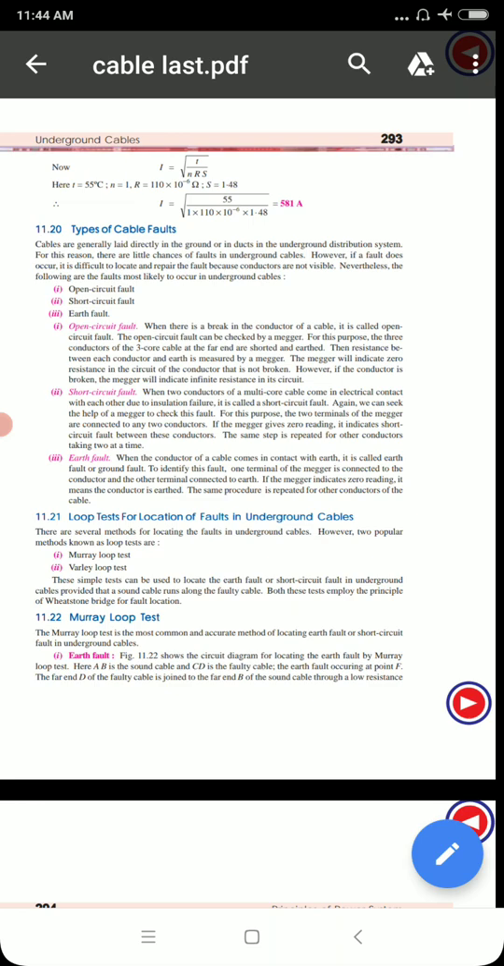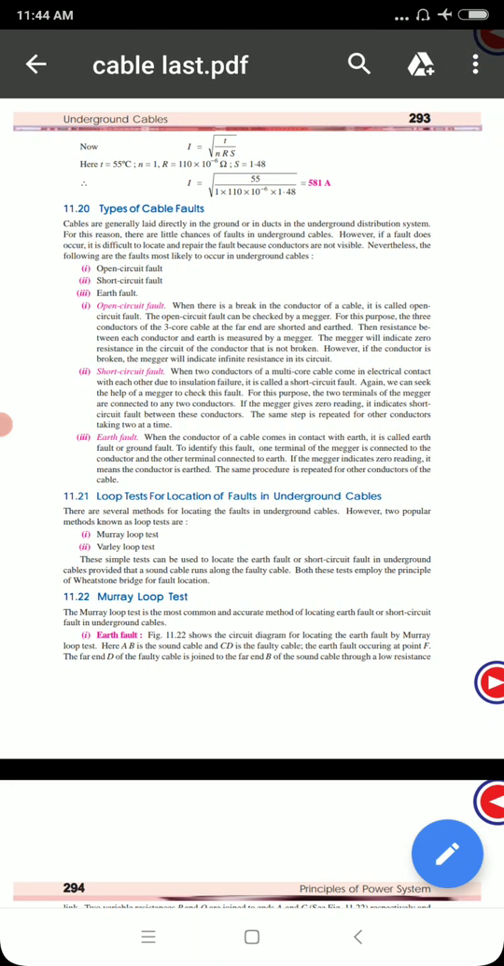Now what happens? If any one conductor shows 0, then the conductor is perfect. If any one conductor shows the infinite value, then obviously that conductor is open. So we can come to know that this conductor is broken. So this is regarding the open circuit fault.